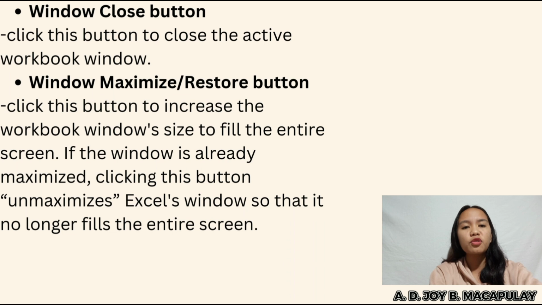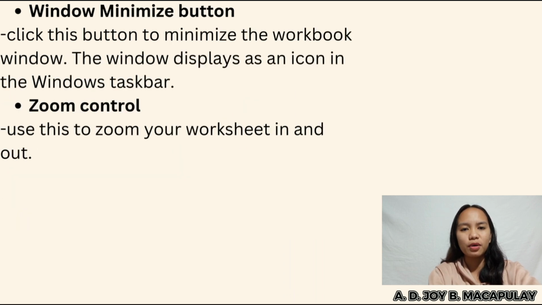Another is the Window Maximize or Restore button. This button increases the workbook window's size to fill the entire screen. If the window is already maximized, clicking this button unmaximizes the Excel window so that it no longer fills the entire screen. Another is the Window Minimize button. Clicking this button minimizes the workbook window. The window displays as an icon in the Windows taskbar.